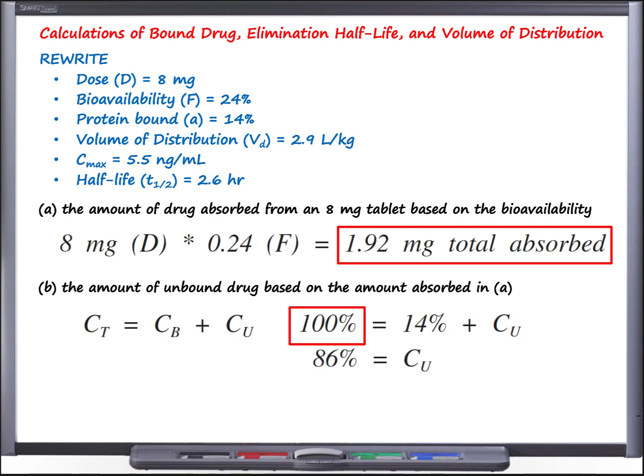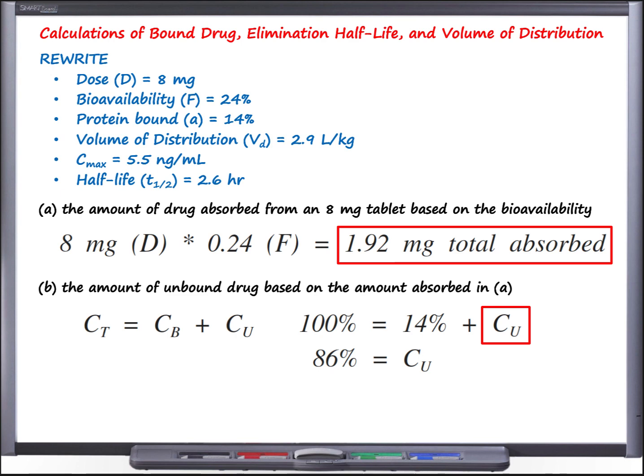So what we know in this question is that, regardless of what the actual total amount is, 100% of whatever makes it into the blood, the total concentration, is going to be equal to the two different portions. The portion bound, which they told us was 14%. So 14% will be bound, which leaves whatever is left as the unbound concentration.